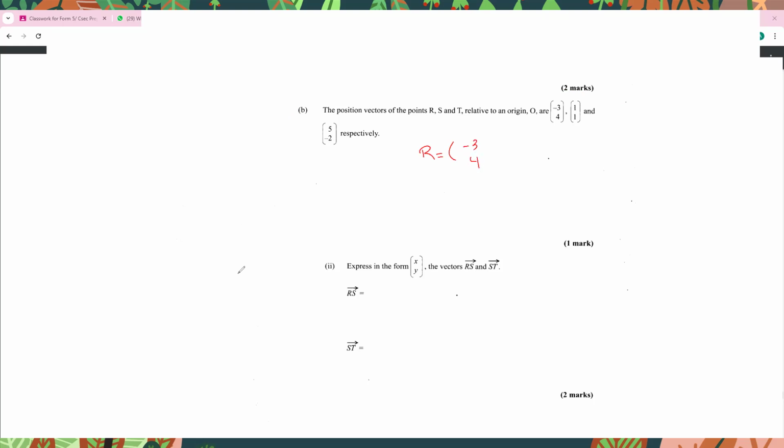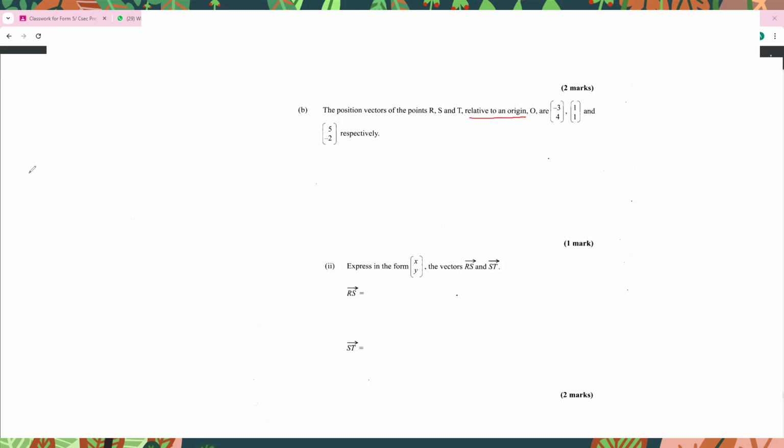All right, so they may give you it like this, which is as the vector, or they may give you it like this, which is as the position or the coordinates. All right, so let's break this up and make sure that we understand it. So they said the position vectors of points R, S, and T relative to the origin.